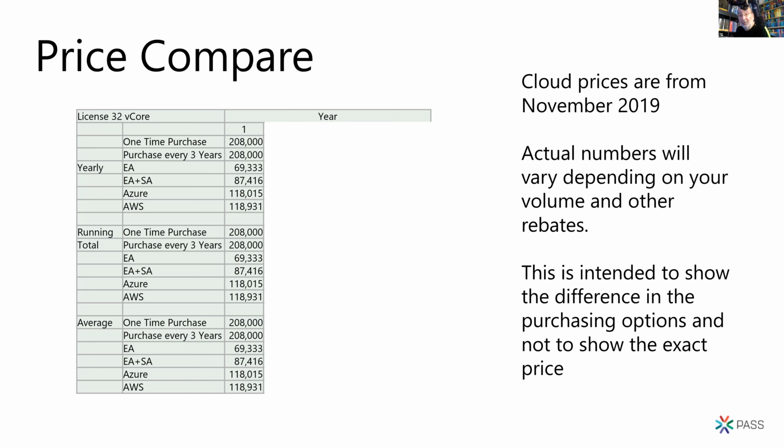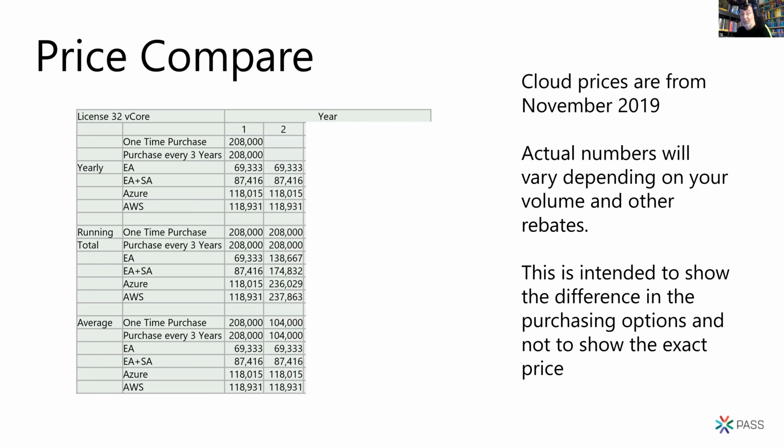So the running totals are the exact same numbers in year 1. Year 2, if we do a one-time purchase, there's no more cost. If we do a purchase every 3 years, there's no cost. In all the others, we have the exact same cost as in the year before, and our running total adds up. And the average should be the exact same because so far we have paid the same, except for the 1 year and 3 year where we now have half the cost because we had 0 in the second year.